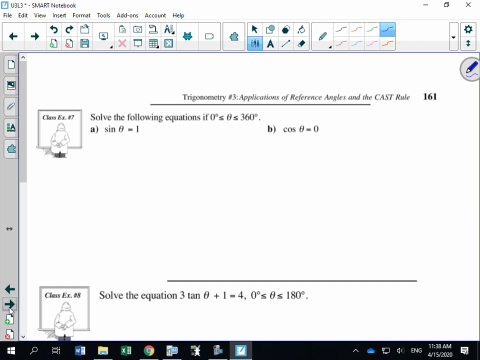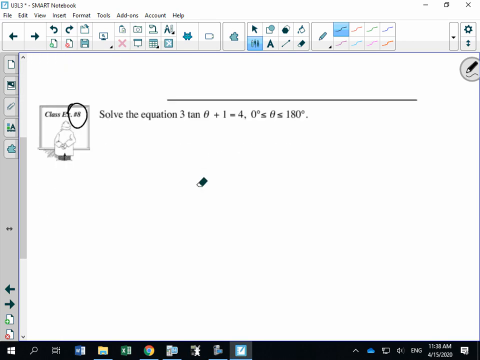Okay, class example 7. The sine of theta is equal to 1. So again, you guys, same thing, over and over. Actually, sorry, we are not going to do class example 7. I'm going to do this in lesson 4. We will do class example 8. Okay, solve this equation here.